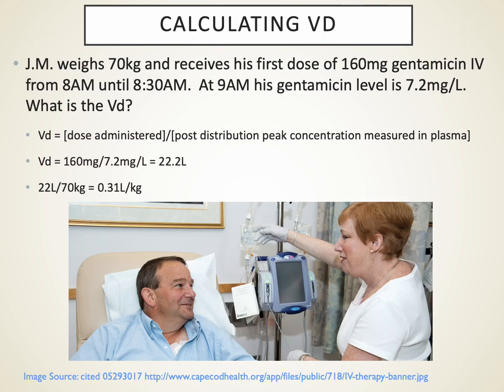So in practice, you will probably never have to calculate a volume of distribution. But let's talk a little bit about why understanding a volume of distribution is important. Let's say JM, a patient who weighs 70 kilograms, receives his first dose of gentamicin 160 at 8 in the morning. Half an hour later, his gentamicin level is 7.2. So what's his volume of distribution? And you can follow the calculations here. The volume of distribution is about 22 liters or 0.31 liters per kilogram.